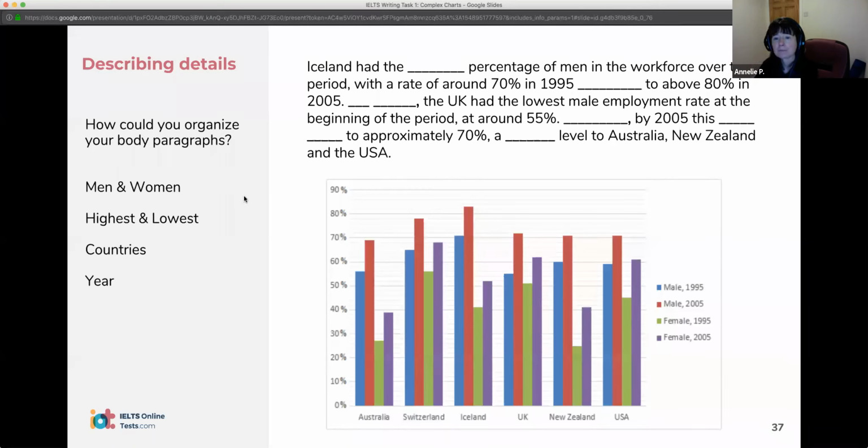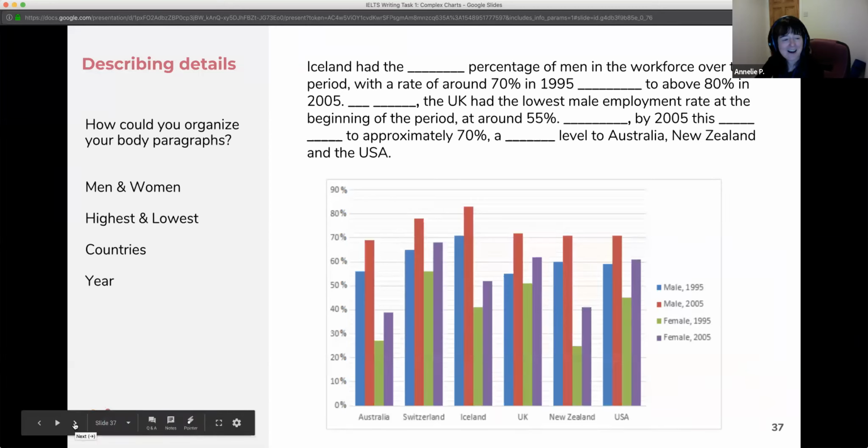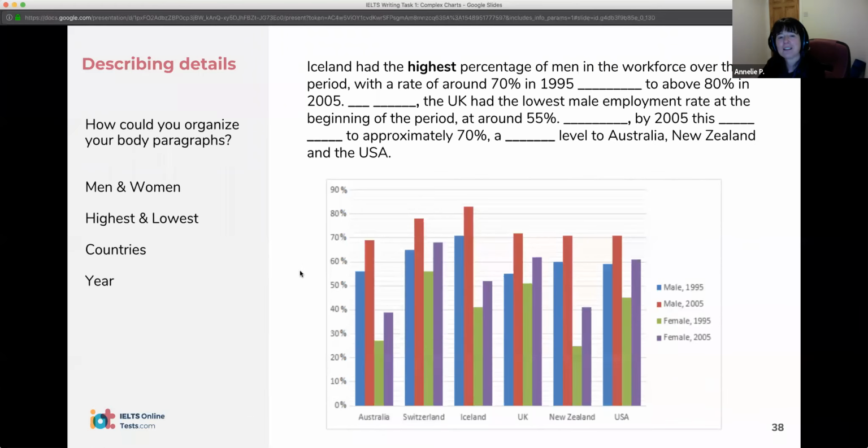All right. So we're going to fill in the missing words, and then we're going to have a look at some of the language. Okay. So Iceland had, I think everybody's ahead there, yeah, the highest percentage of men in the workforce over the period, okay, with a rate of around 70% in 1995. What do we need to put in the next word, the next gap?